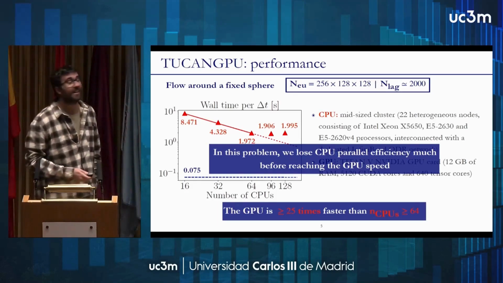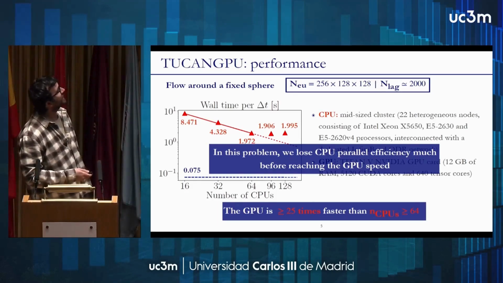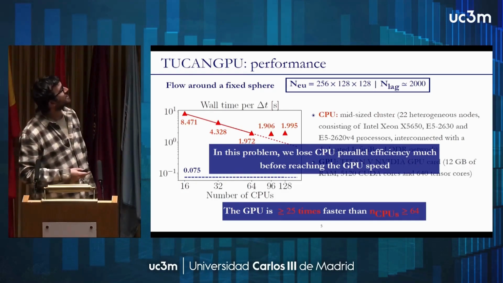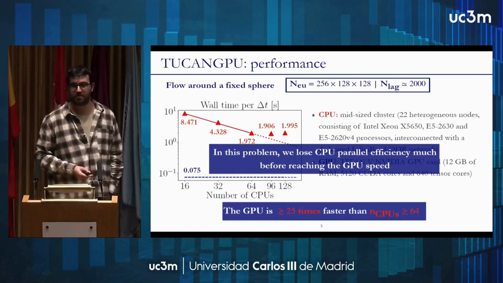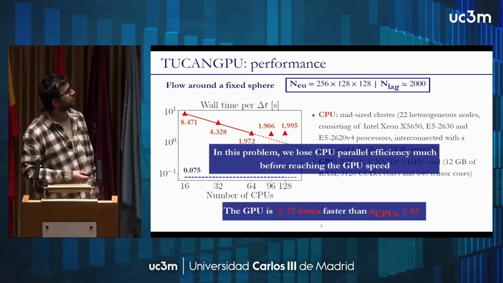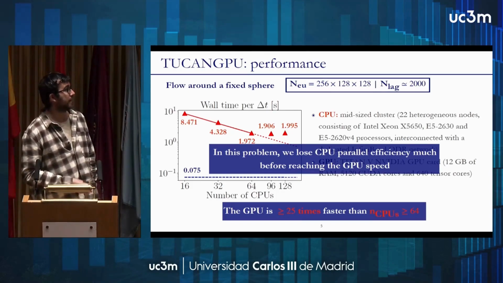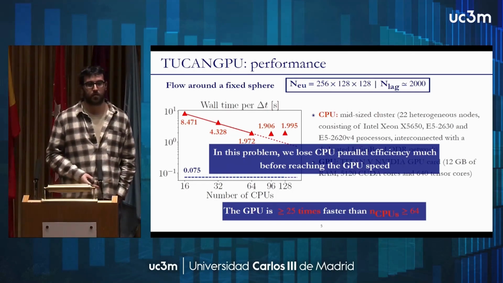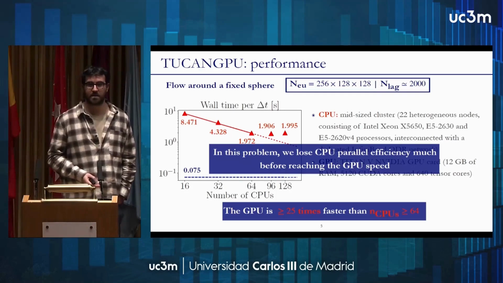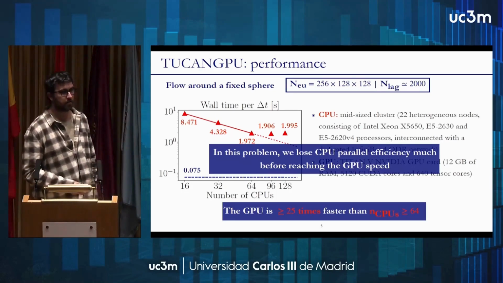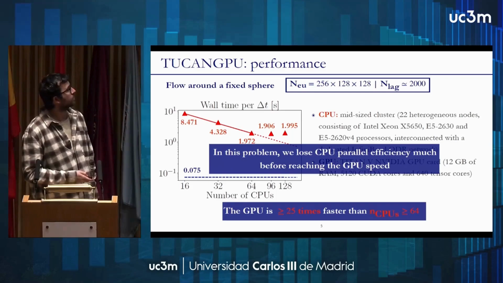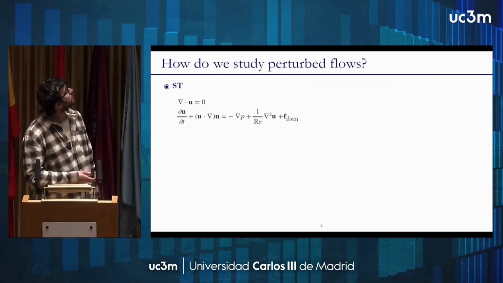Sorry for that. In which we lose parallel efficiency much before reaching GPU performance, okay? For this particular case, again, the GPU is at least 25 times faster than 64 CPUs, okay? Again, for larger problems, this is expected to be even higher, okay? So this is a great milestone.